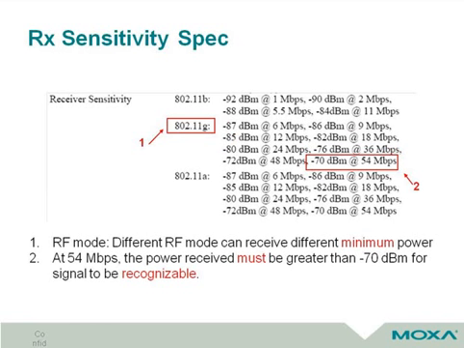Another key spec is receiver sensitivity. On the receiver side, a wireless device should recognize the data from the sender side. How low can the energy be for it to be recognized? It's called receiver sensitivity. If it's lower, it means the device is more sensitive.